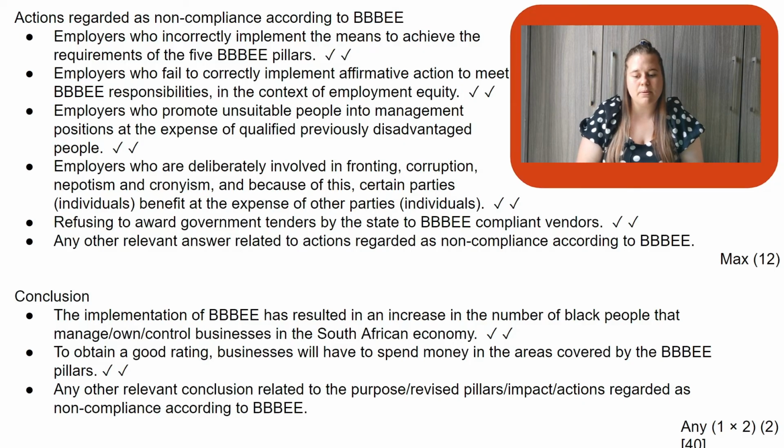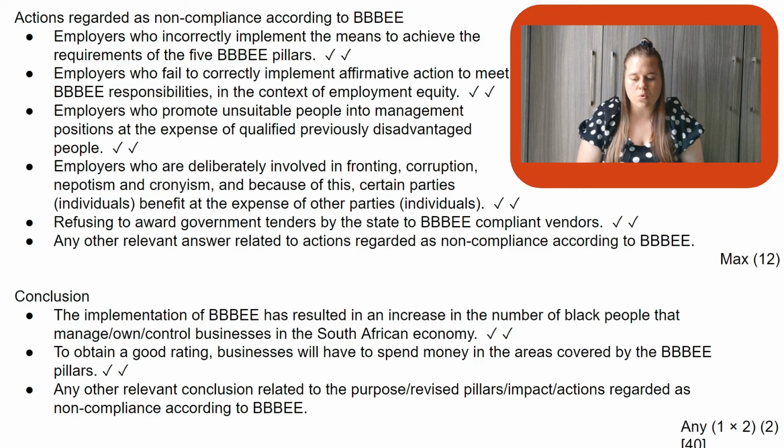Employers who incorrectly implement the means to achieve the requirements of the 5 BBBEE pillars. Employers who fail to correctly implement affirmative action to meet the BBBEE responsibilities in the context of employment equity. Employers who promote unsuitable people into management positions at the expense of qualified, previously disadvantaged people. Employers who are deliberately involved in fronting, corruption, nepotism, cronyism. Because of this, certain parties or individuals will benefit at the expense of other parties.